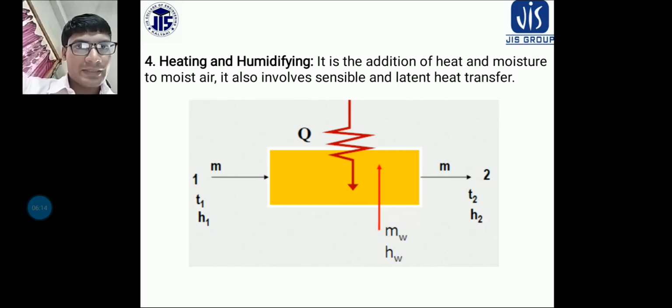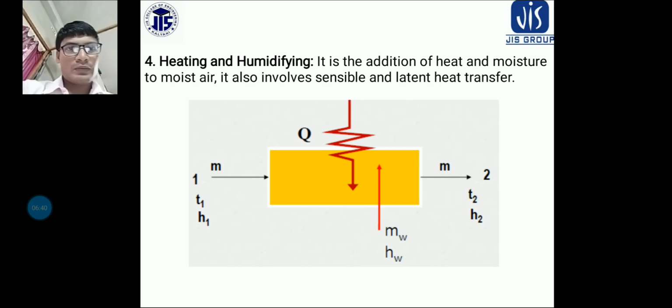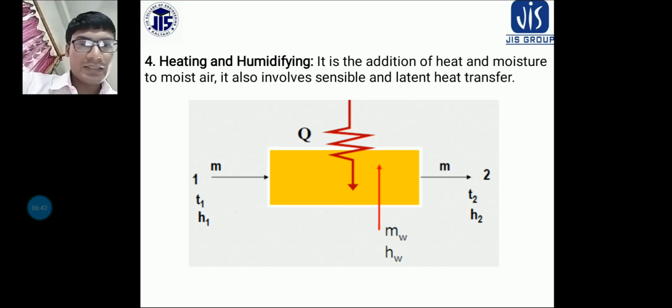Now heating and humidification. Heating and humidifying is the addition of heat and moisture to moist air, and it also involves sensible and latent heat transfer. Again, you can see in this schematic diagram that the mass is entering and a Q amount of heat is added to this mass of air.